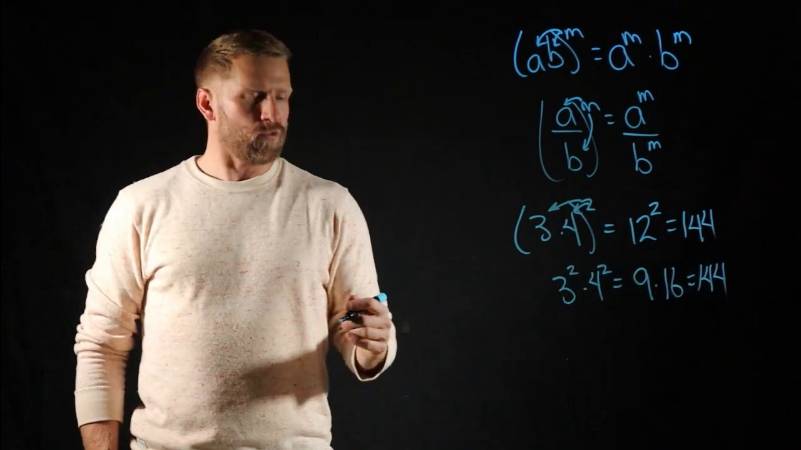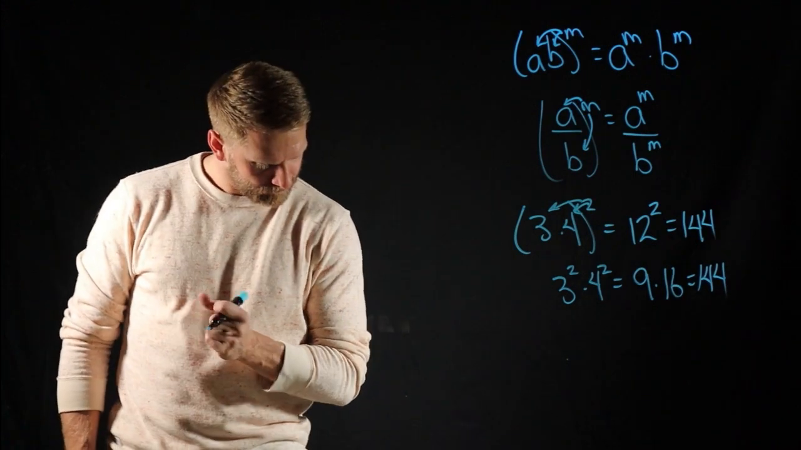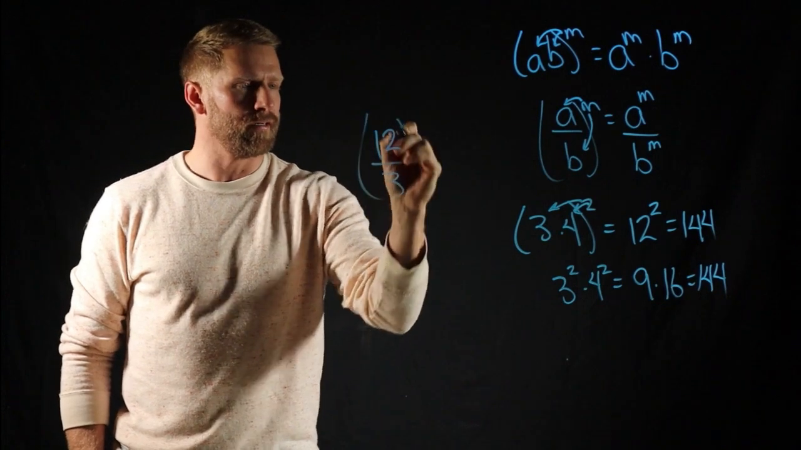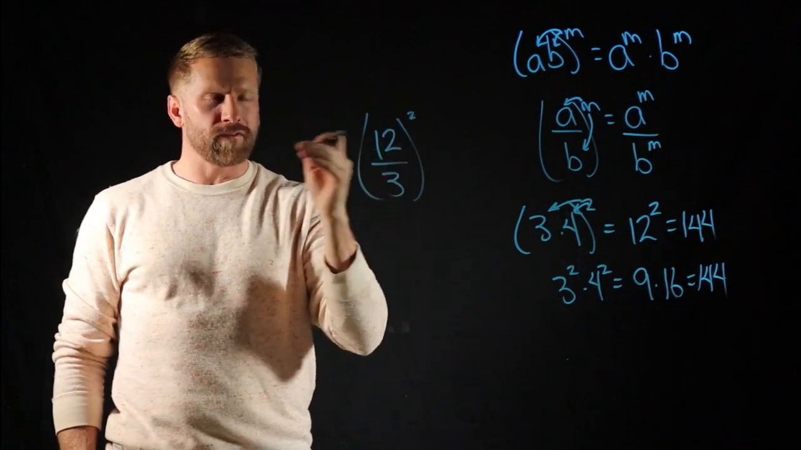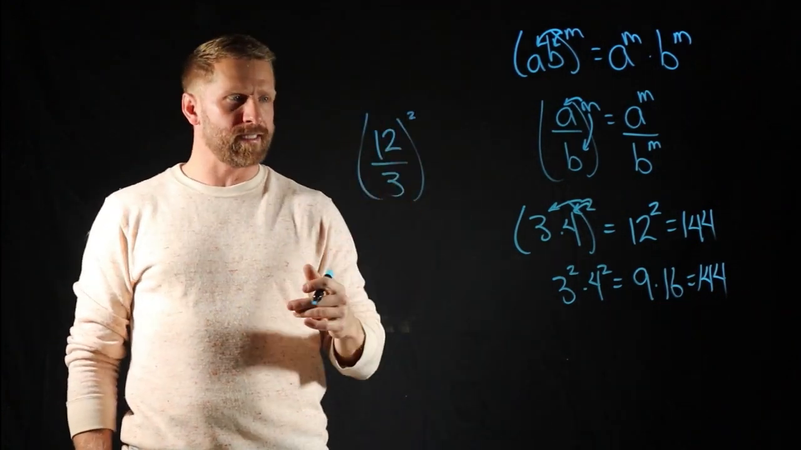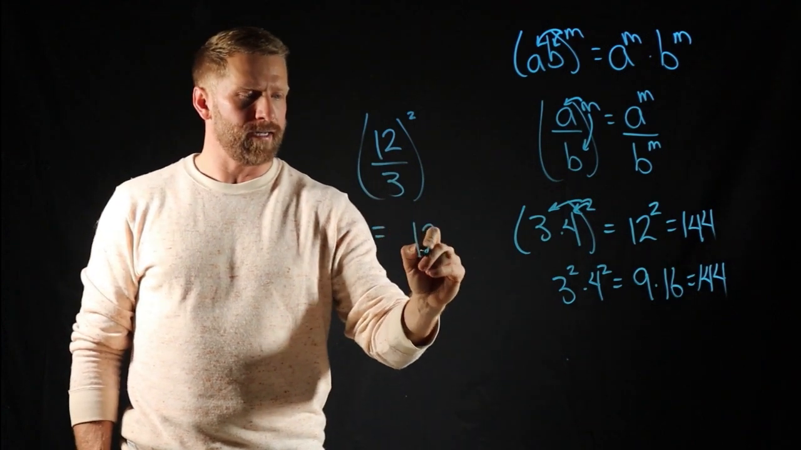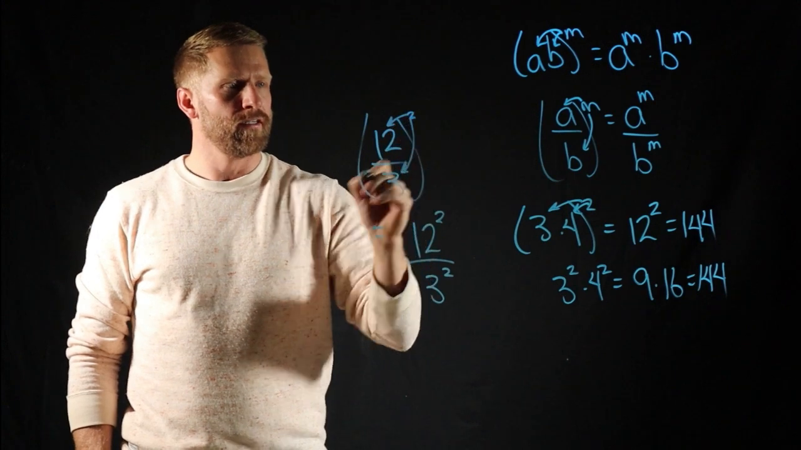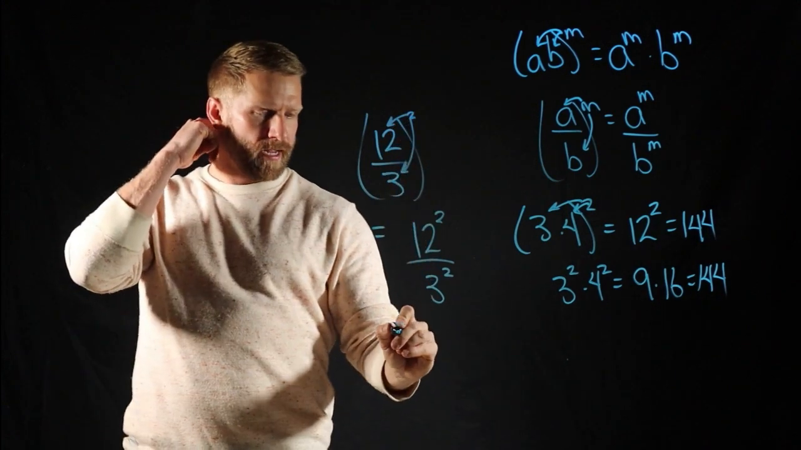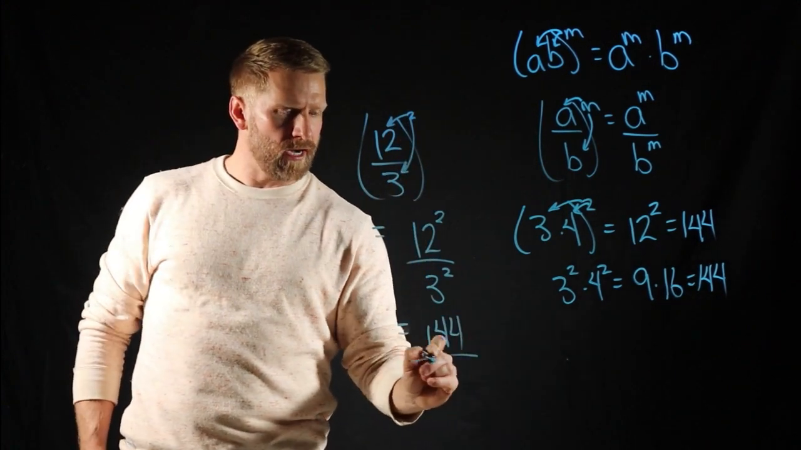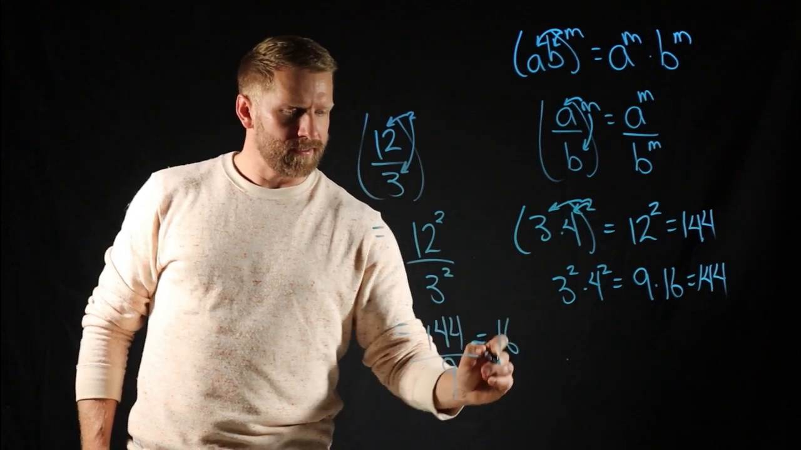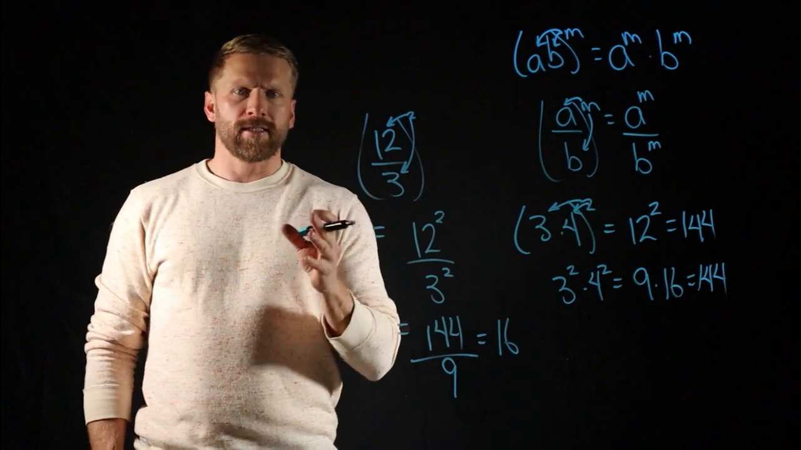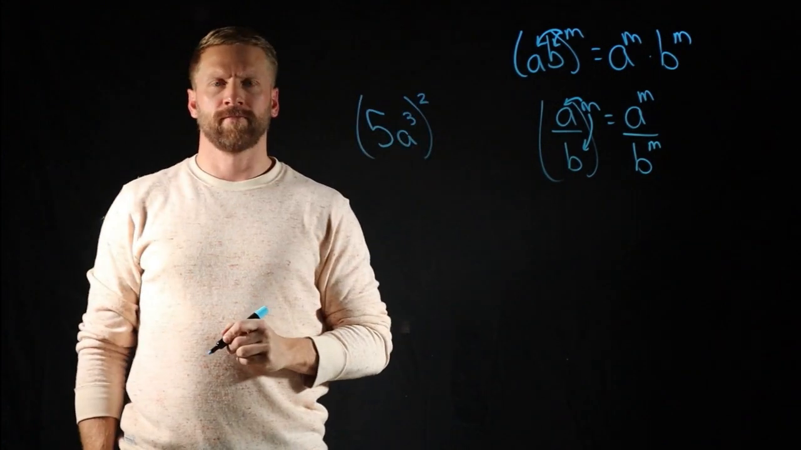And it works for division as well. I can have 12 over 3, squared. Again, BEDMAS: 12 divided by 3 is 4, 4 squared is 16. Or I could also write it as 12 squared over 3 squared, as I distribute that square to both the numerator and denominator. And I get 144 over 9, which is 16. So now, hopefully you have a better understanding of the law. Let's take a look at some examples.